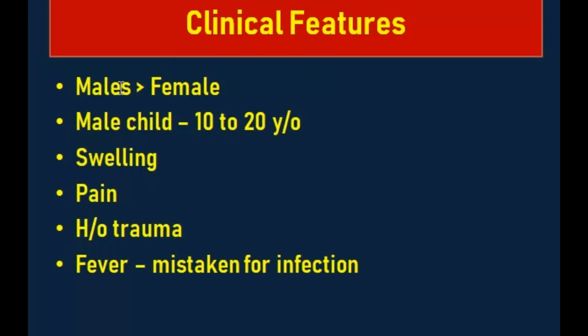In clinical features, males are more affected than females. So there will be a history of a male child in the age range of 10 to 20 years. Okay, and the child will complain of pain and swelling in the limb, and there might be a history of trauma, and there will also be a history of fever. So, because the child has a fever, this condition gets mistaken for an infection when it is actually a bone tumor. So, the child will experience swelling, pain, fever, and all the signs of inflammation might also be seen, which is why it gets mistaken for an infection.